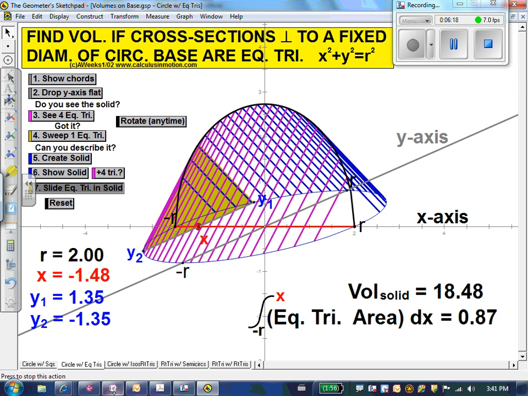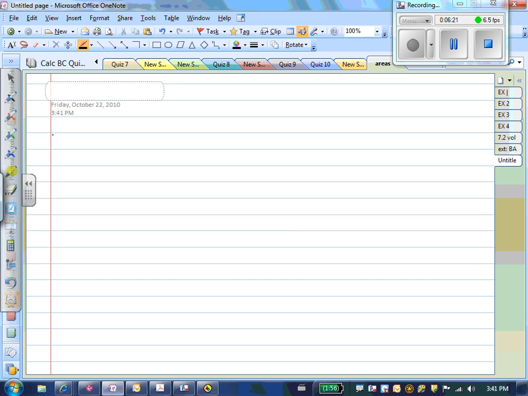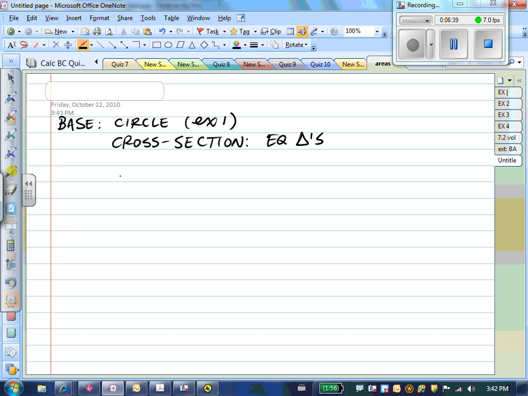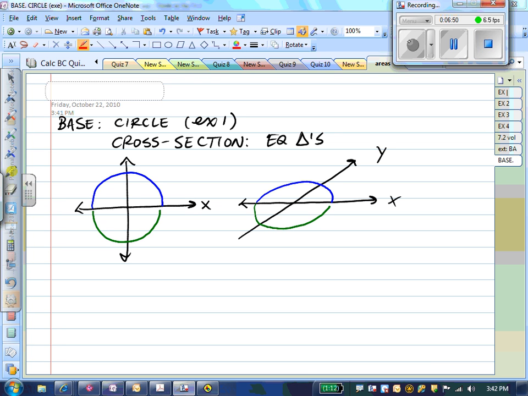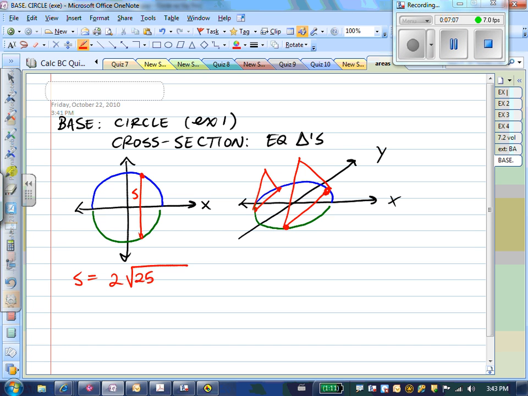So let's take a look at the setup. In this case, my base, I'll still keep it the same. It'll be the circle from example 1. But this time my cross-section will be equilateral triangles. So let's attempt to draw it. So here it is, and again, same circle, but instead coming out of the circle is now going to be equilateral triangles. So there might be a smaller equilateral triangle here, so on and so forth. General chord shows up there as s. Our s is still going to be the same, top minus bottom, which worked out to be 2 square root of 25 minus x squared.